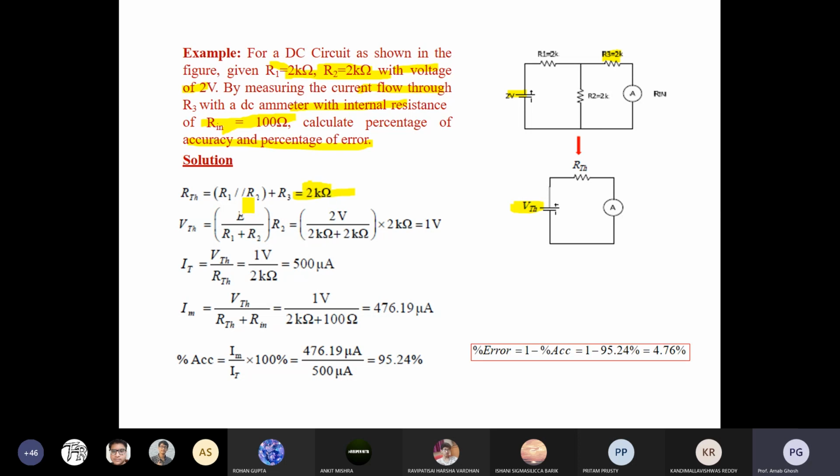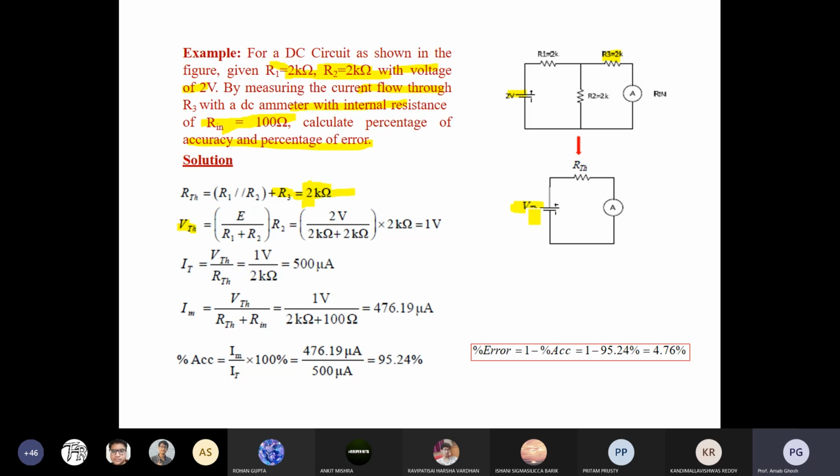Please change it. R1 parallel R2 means multiplication: R1 into R2 whole divided by R1 plus R2. So 2 into 2 whole divided by 2 plus 2 should come 1 kilo. So 1 plus 3, with R3 as 2 kilo ohm, it is coming 3 kilo ohm. Or you can consider that R3 is 1 kilo ohm, so it will come 2 kilo ohm. Then you have to calculate the VTH.